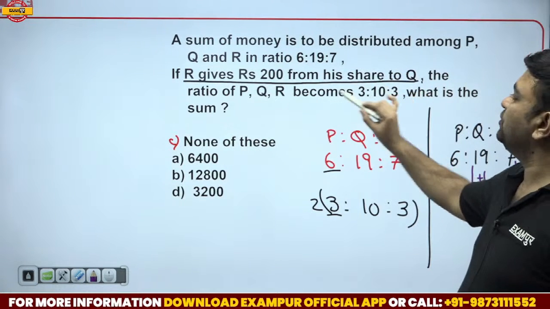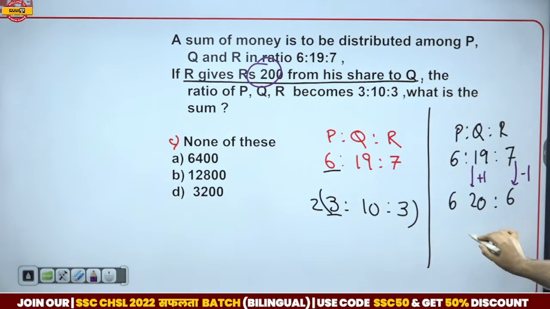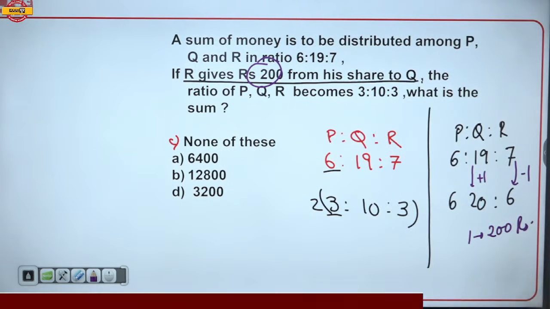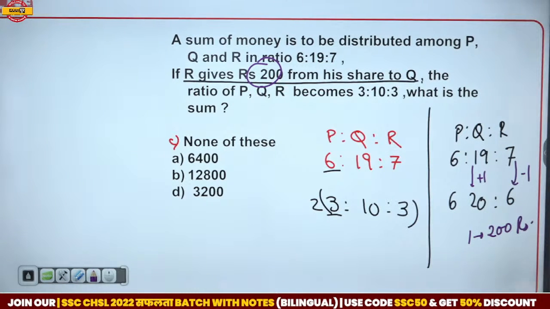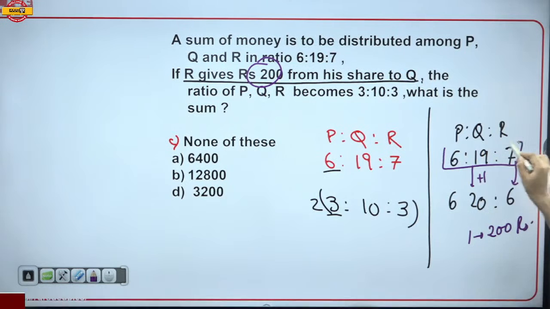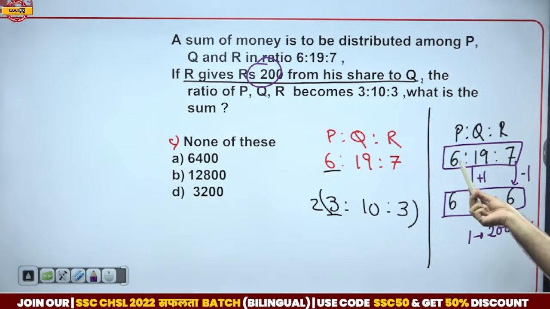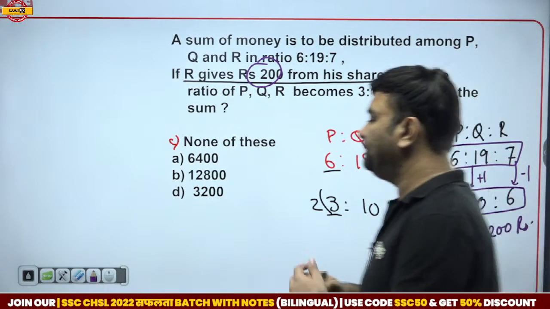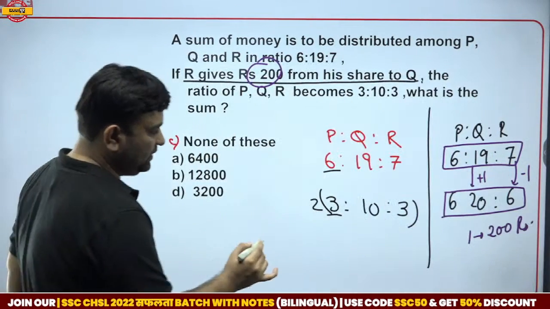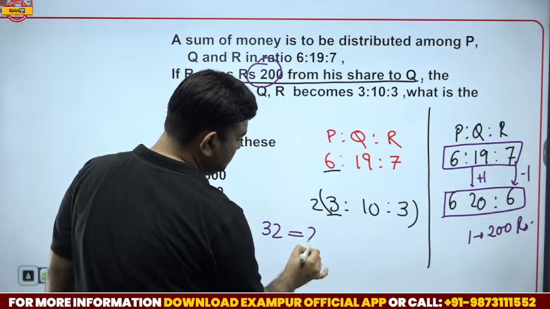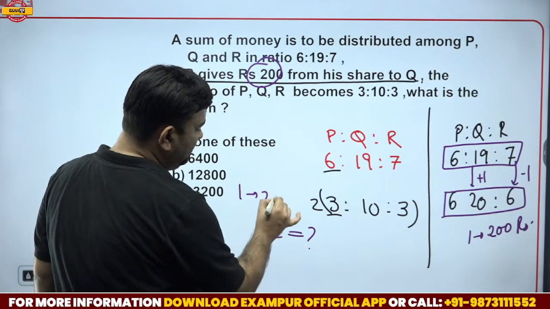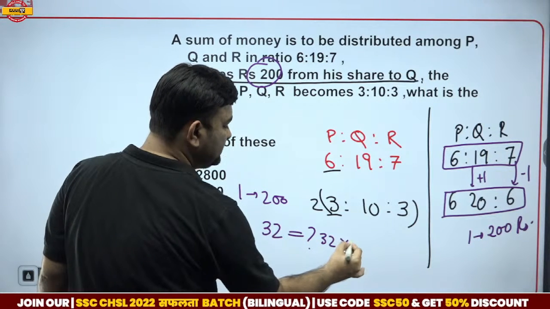And this 1 is equal to 200 rupees. What is the sum? Guys, the sum is either this or this. Both of them are balanced, so both of them are equal. 19 plus 6 is 25, 25 plus 7, 32. The sum is 32 according to the ratio. If 1 is 200, then 32 is 32 into 200, 6400.